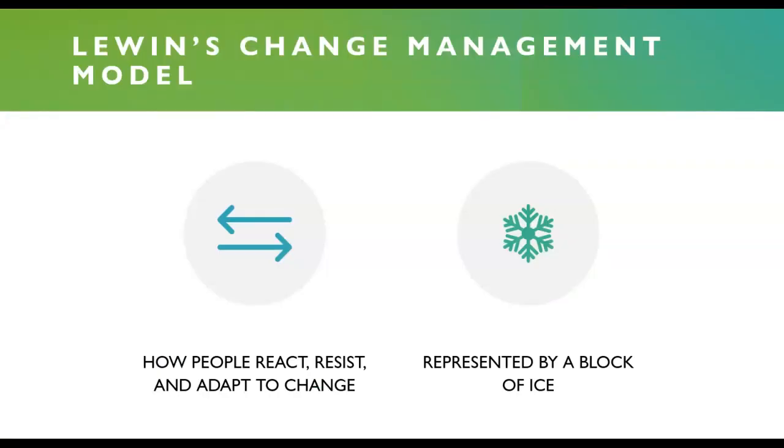So what is Lewin's change management model? Kurt Lewin developed a three-step change model, which is commonly referred to as unfreeze, change, refreeze. The model represents a very simple and practical model for understanding the change process. It's based off how people react, resist, and adapt to change. The world has changed since the theory was originally presented in 1947, but the Lewin model is still extremely relevant. He demonstrates this by creating a three-step model represented by a block of ice, hence the unfreeze, change, and refreeze.